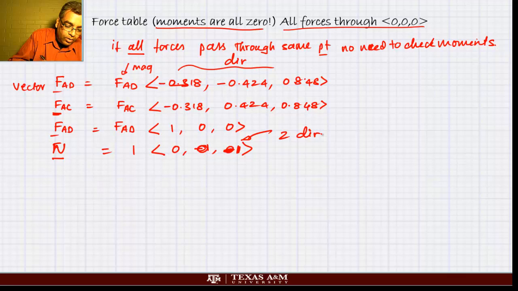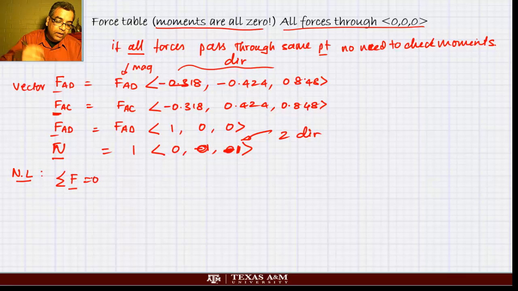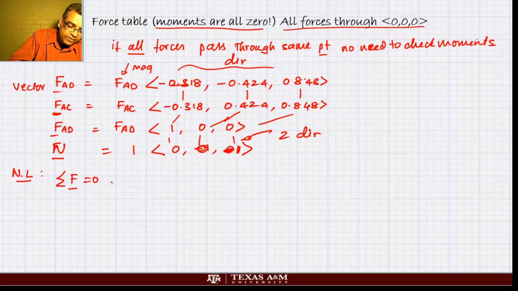So now we are going to use Newton's laws, which say the sum of all the forces must be equal to 0. That means if I add all the X forces, this and that should give me 0. This, that, this should be giving me 0. This and that should be giving 0. So what happens is I will get three equations. FAD, sorry, let me write it down right.